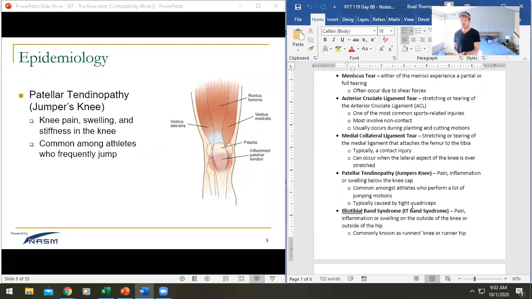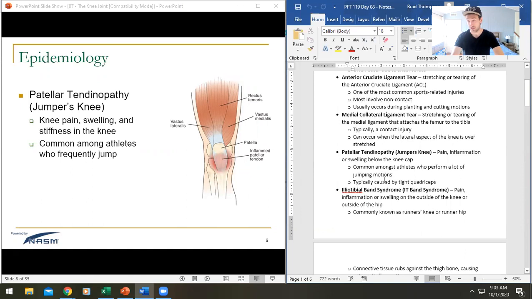But if I have a client who has jumper's knee and patellar tendinopathy, I'm going to do everything I can to loosen up the front of their thigh, because what's happening is it's tightened up and now it's rubbing on the bottom of the kneecap, the bottom of the patella, and it's rubbing on the shin bone itself. And so they'll get inflammation there. And it can be painful. And shocker of the year, it's very common in athletes who do a lot of jumping.